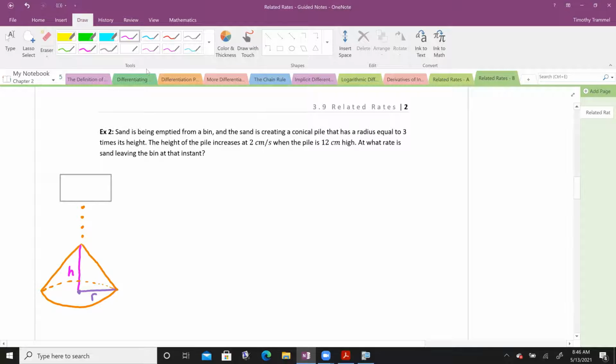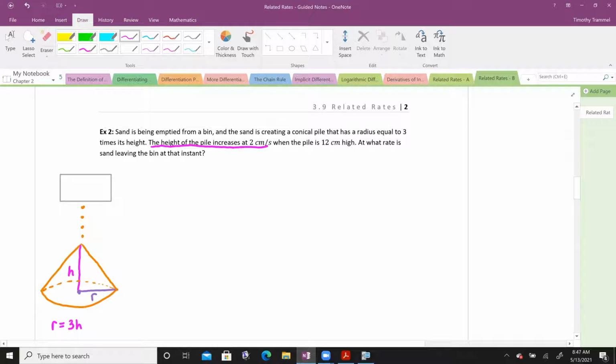Okay. So this says sand is being emptied from a bin, and the sand is creating a pile in the shape of a cone that has a radius that is 3 times the height. So R is equal to 3 times the height. I think that might be helpful to us here in a little bit. Let's see what else we have. The height of the pile increases at 2 centimeters per second.